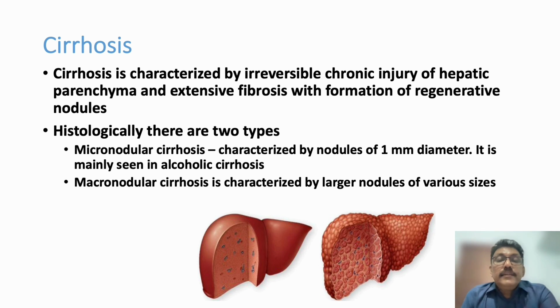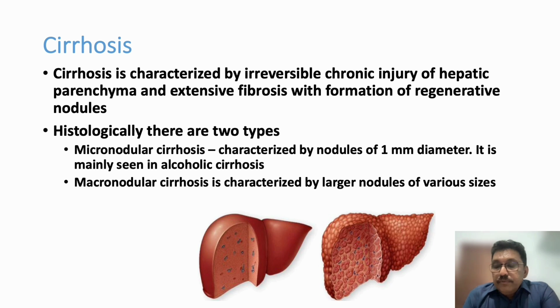So it is characterized by chronic injury of liver parenchyma, and that leads to regeneration nodules after some time. Again, extensive fibrosis can occur. Later, that will lead to a shrunken liver.